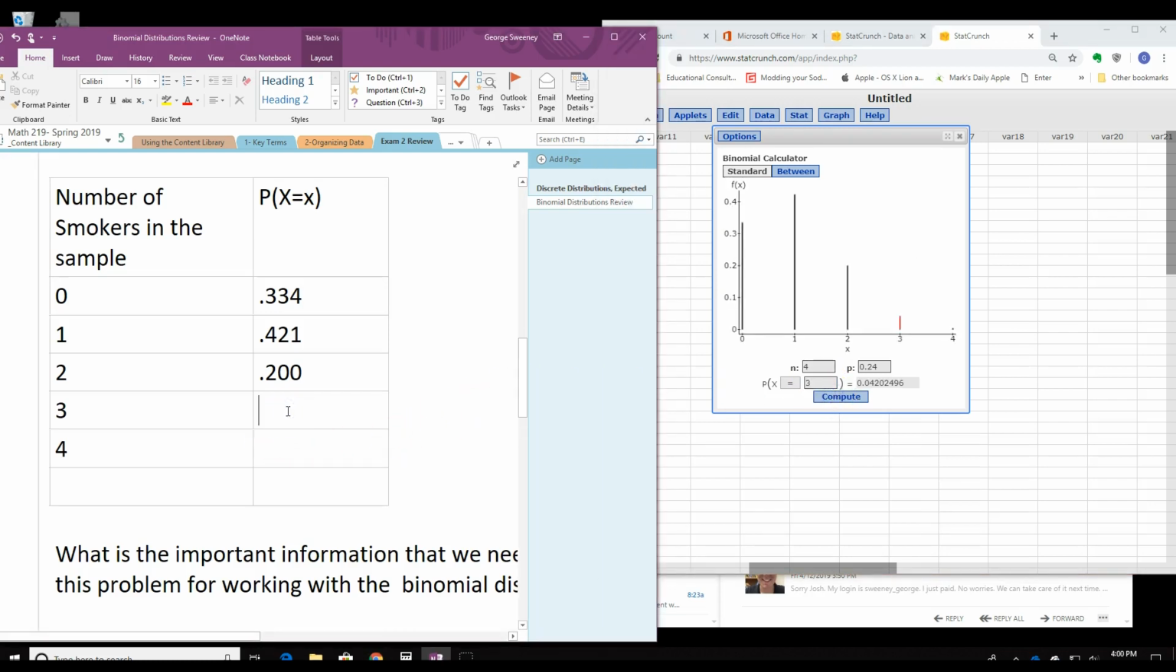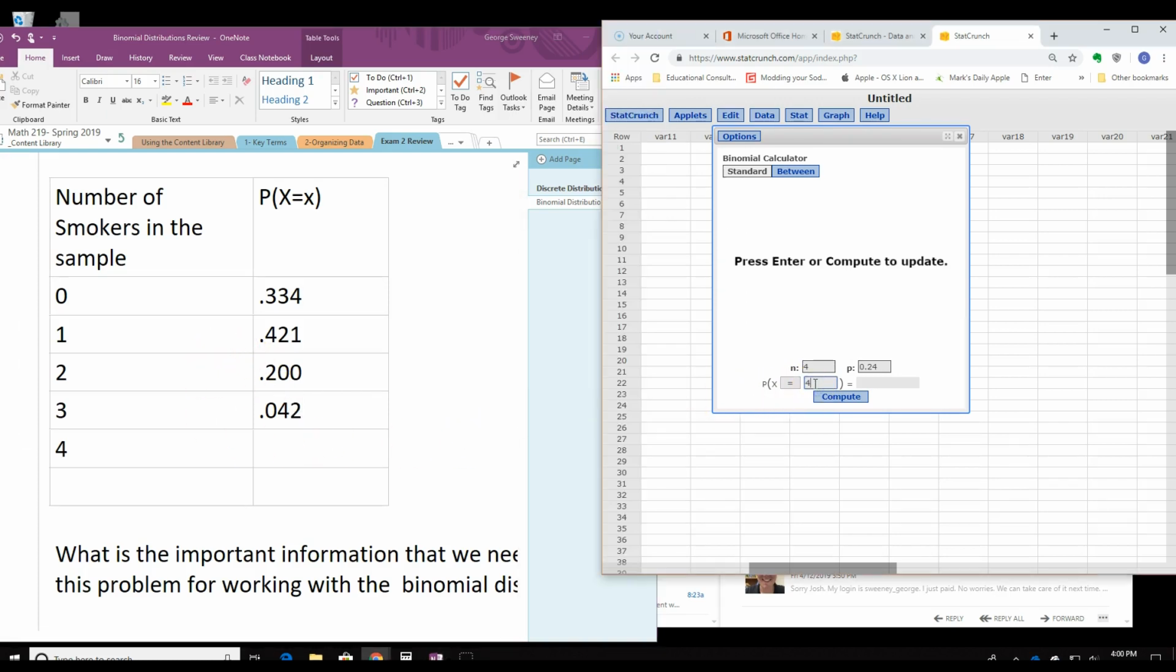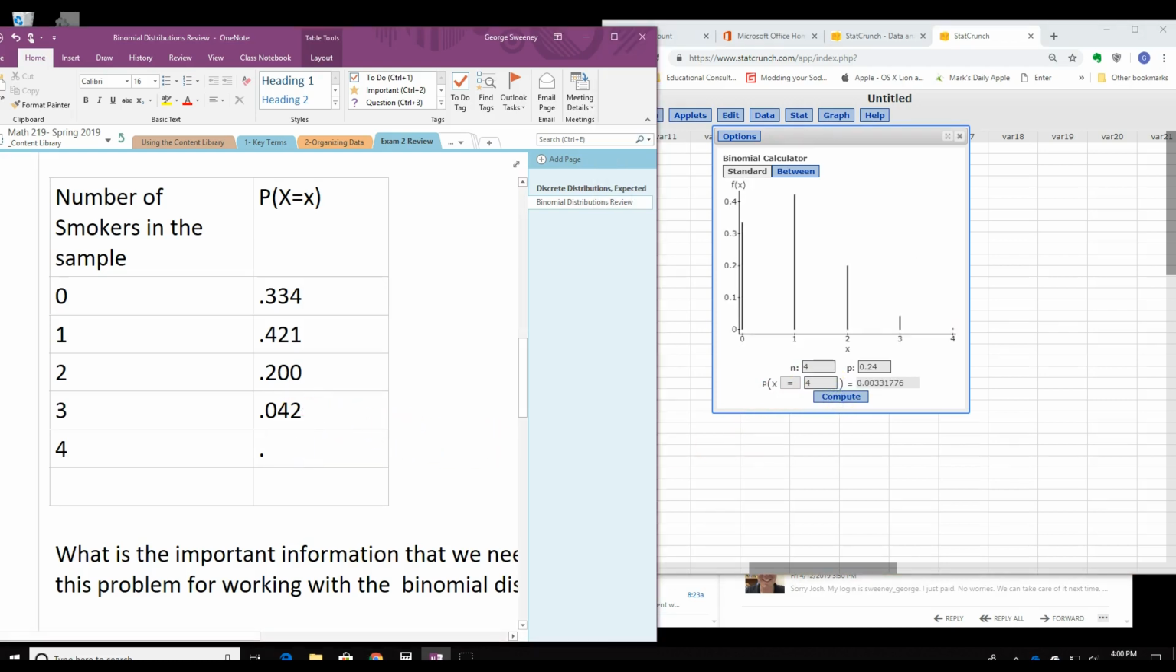About 3. Now it's getting smaller, 0.04. And you should think, if 3 out of the 4 are smokers, that's 75% of the sample being smokers. But the probability that any one person's a smoker is 0.24. It shouldn't be that high. So it's getting smaller, and that's exactly what we expect. What about 4? That's now very small, that all 4 would be smokers. The probability would be 0.003. Okay, great. So there's my distribution.